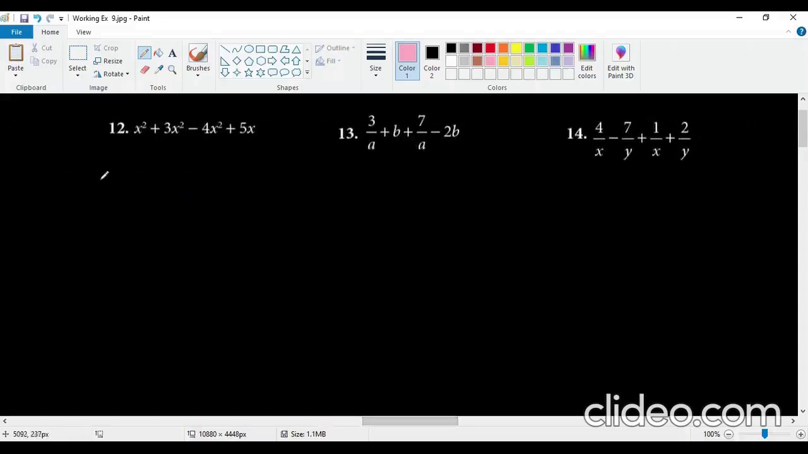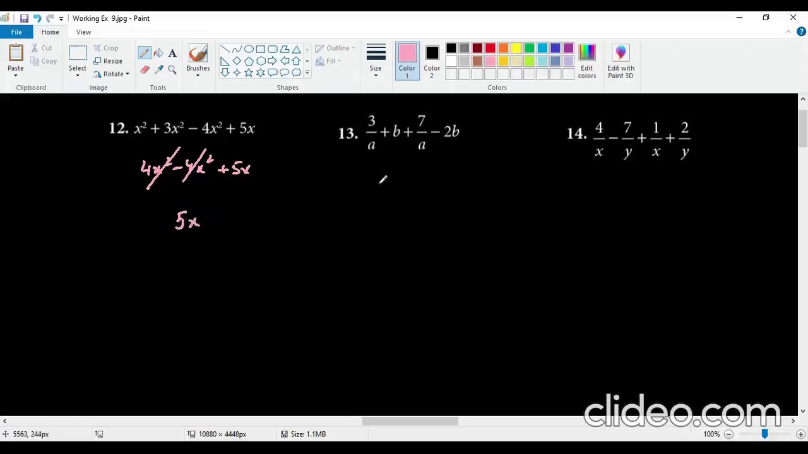In here, there are two like terms. First is x square values and second is x only. So x square plus 3x is going to give you a 4x square, minus 4x square and plus 5x. So 4x square and minus 4x square is going to be cancelled. So 5x only is going to be your answer.